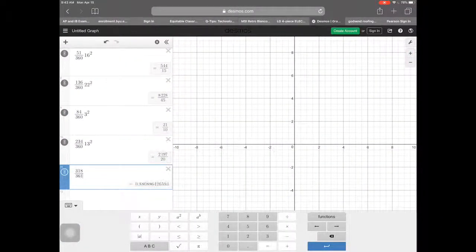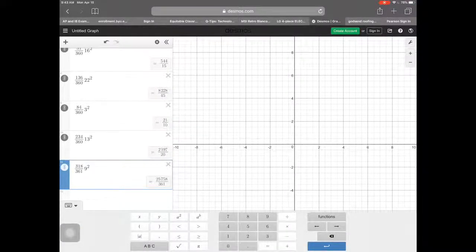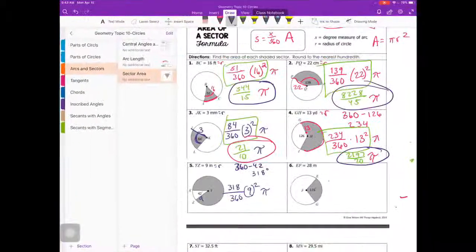318, 360, 9 squared. And for this one, oh, whoops, I put 361. Let's fix that. I was like, well, that's an awful number, but that's because 361 is not 360. Now look, 1431 over 20. Not much better, but a little. 1431 over 20, pi, and that's it.